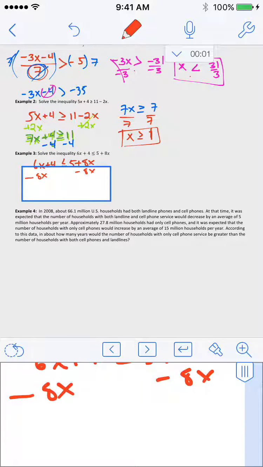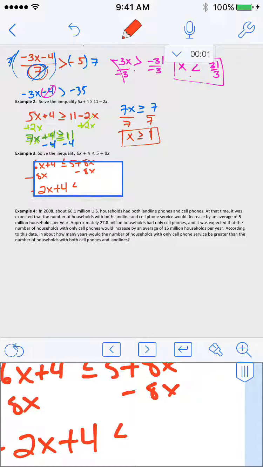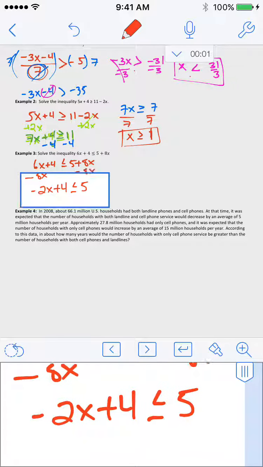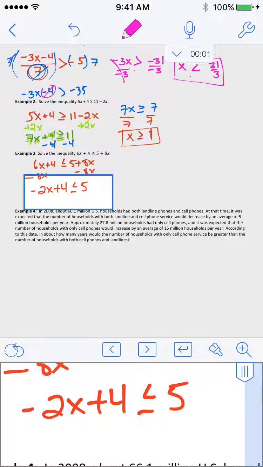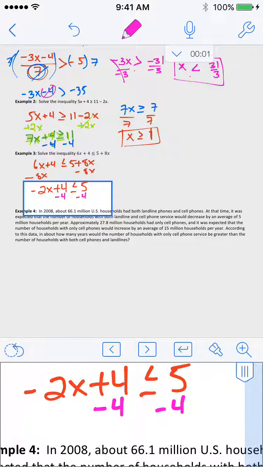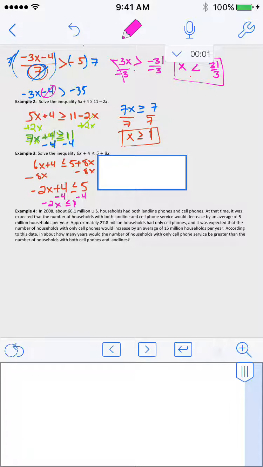So negative 2x plus 4 is less than or equal to 5. Sweet. Cool. Now, I will move the 4 over. And I end up with negative 2x is less than or equal to 1. And then I'll divide by negative 2. I get x is less than or equal to negative 1/2.